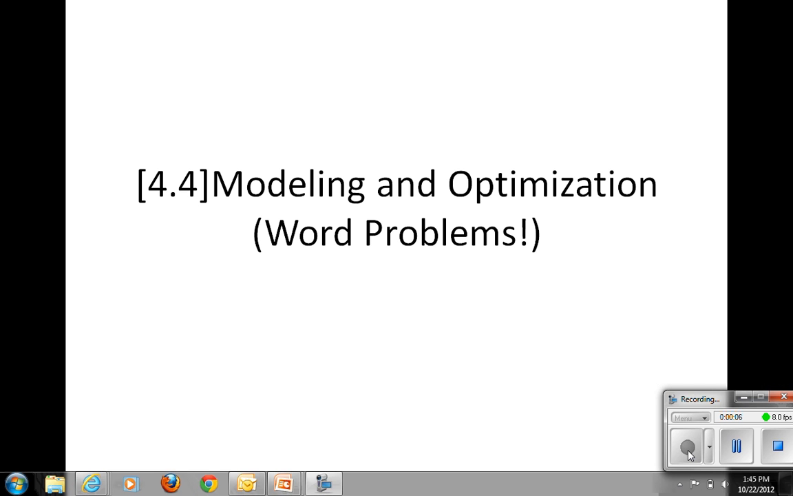We're looking at 4.4 today. These are going to be word problems. It's called modeling and optimization. So you're going to take what you've learned in the first 3 sections of the chapter about how to find mins and maxes, and you're just going to apply them to word problems.